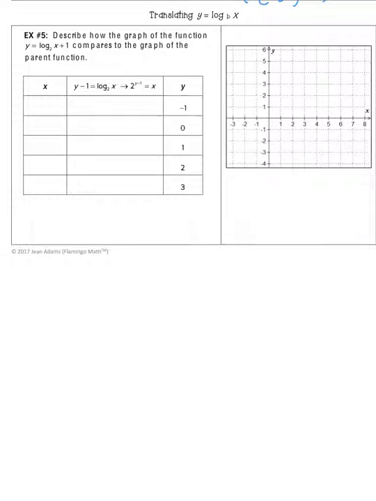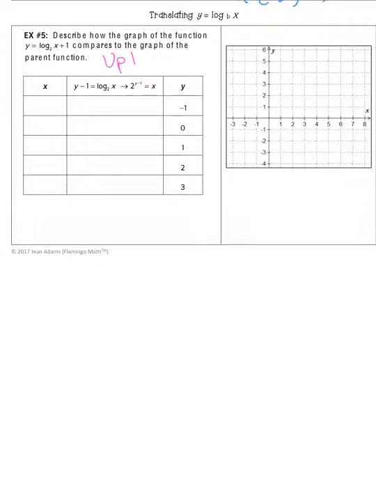Get that lined up. Describe how the graph of the function log base 2 of x plus 1. Notice this is not in parentheses. So this plus 1 is occurring outside of the function. So that means it's going to be moving up 1.